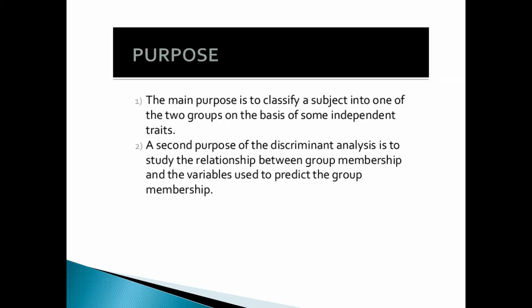Now, what is the purpose of that? Basically, classification is the purpose here. The main purpose is to classify a subject or a unit into one of the two or more groups, whichever the case may be, on the basis of some independent traits, or independent variables. A second purpose of discriminant analysis is to study the relationship between group membership, that is, the class, and the variables used to predict the group membership. What is the relationship between the latent variable and the explanatory variable under consideration in terms of the group members?